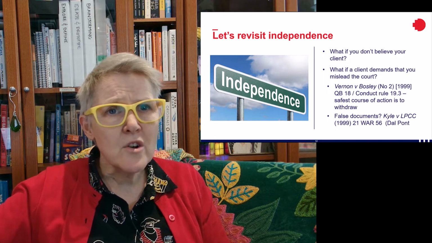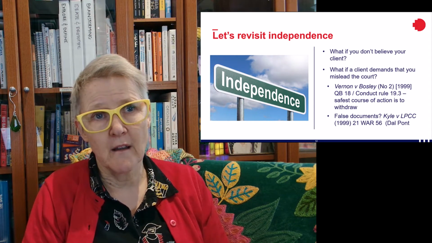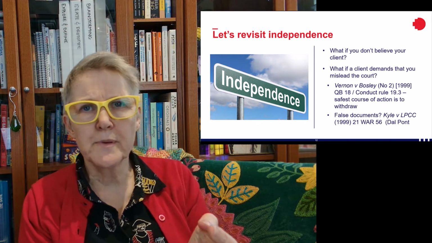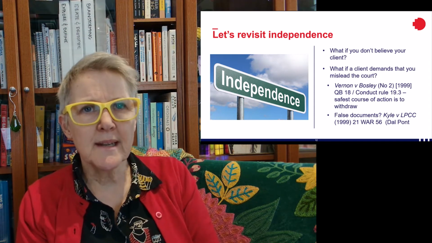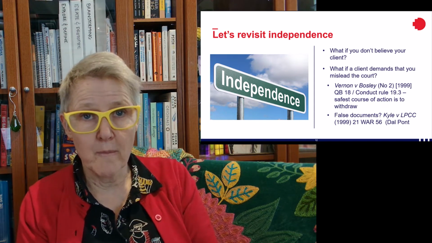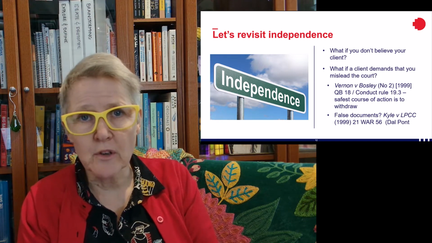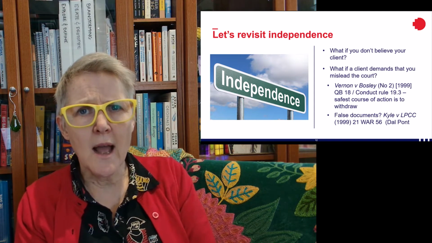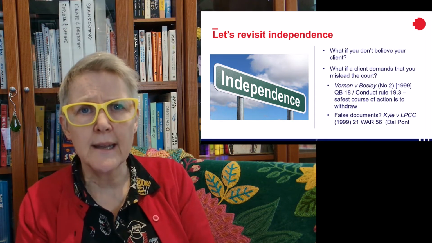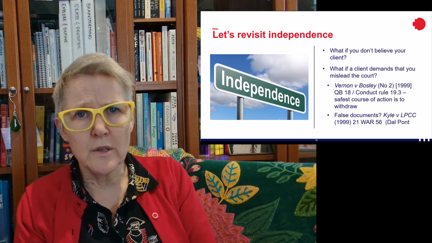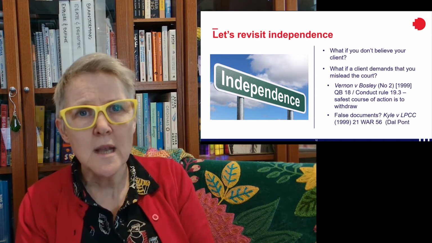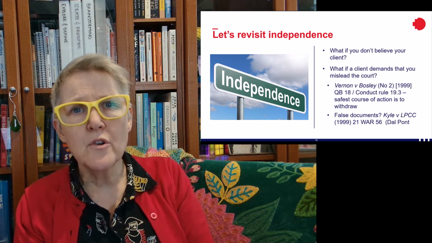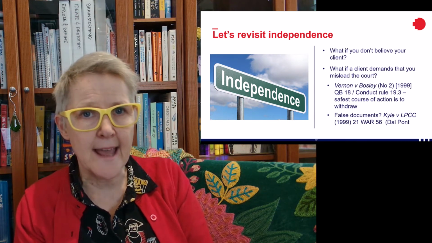So, as I mentioned before, lawyers are not required to slavishly follow the instructions of their clients. So what do you do if a client demands that you mislead the court, either by documents that you present or by some other means? Ultimately, the safest course of action is likely to be withdrawing from acting. And for authority for that proposition, have a look at Vernon and Bosley, a 1999 Queen's Bench decision. Also have a look at Del Pont and Conduct Rule 19.3, which make it pretty clear that if you have to withdraw because you've essentially provided false documents, you have a duty to correct the record about primary legal materials, but it doesn't go as far as correcting errors in the evidence that opponents have provided.